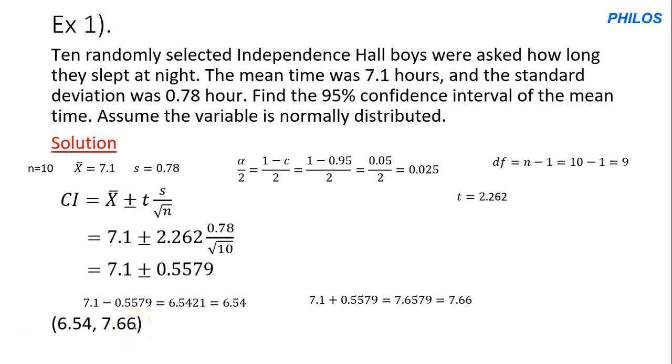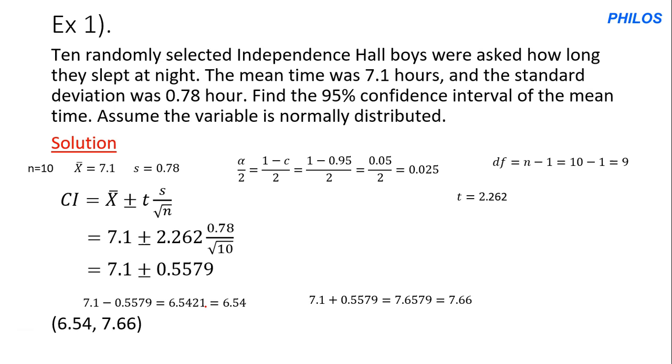You can also write your answer as 6.54 less than mu less than 7.66. Remember, if you leave your answer in 2 decimal places for the lower limit, then the upper limit should also be in 2 decimal places. If the lower limit is in 1 decimal place, the upper limit should also be in 1 decimal place. If the lower limit is to the nearest whole number, then the upper limit should also be to the nearest whole number. So you conclude that one can be 95% confident that the mean time will be between 6.54 and 7.66 hours.